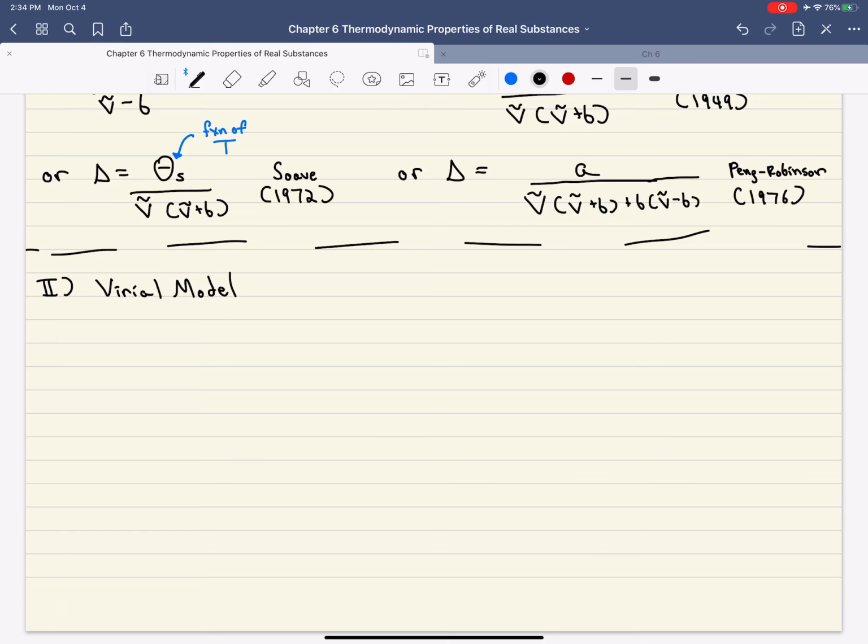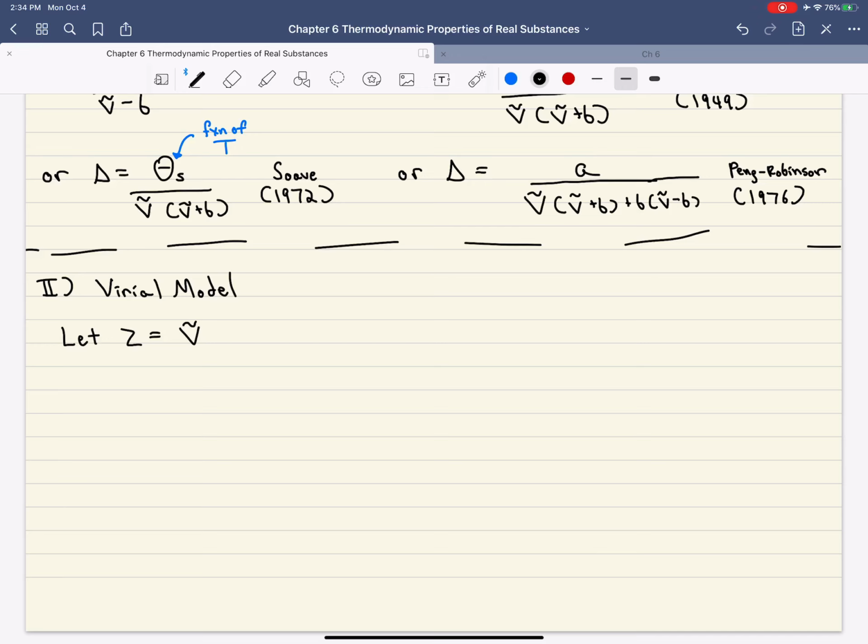So we talked about cubic model versions of equations of state, and that's one class of equations of state that are commonly used. Another approach for equations of state is to use what we call the virial model. This is something you saw back in your MEB1 courses. With the virial model, basically we define the Z parameter, right?